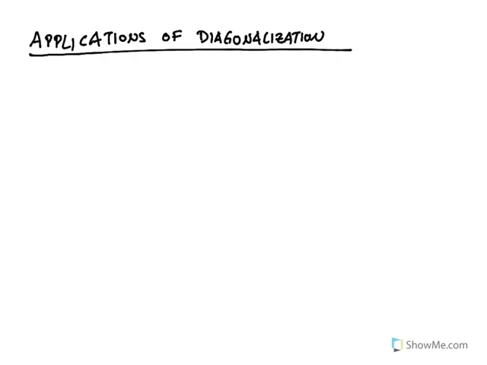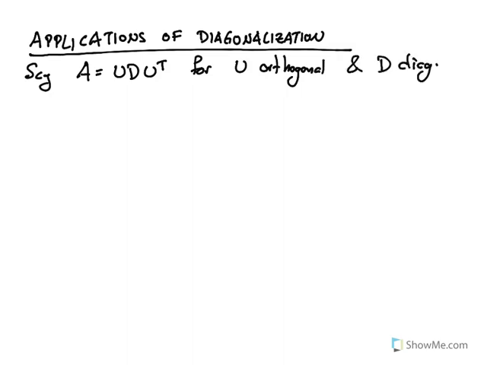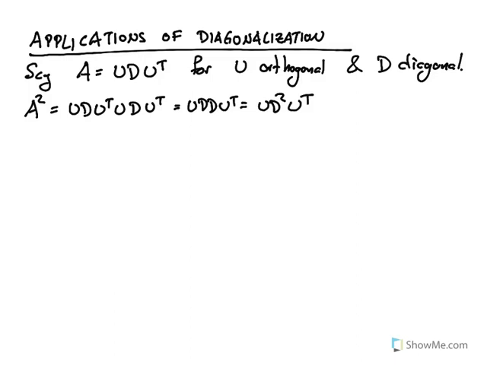So let's talk a little bit about why it's useful to have a diagonal representation of a matrix. So say A is U D U transpose for U orthogonal and D diagonal. And this will be really just a review because we already talked about this. So one important consequence is that if you take powers of A, then observe that the U factors cancel. So this is U D U transpose times U D U transpose, which is U D square U transpose.